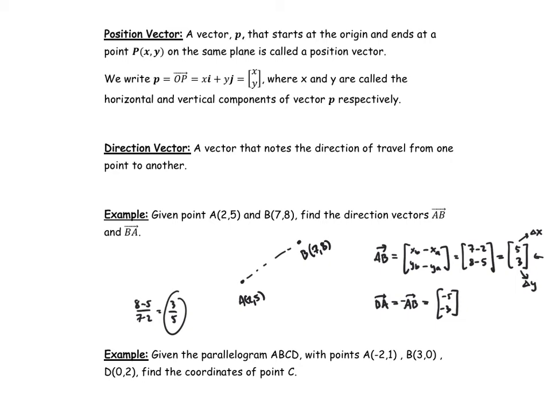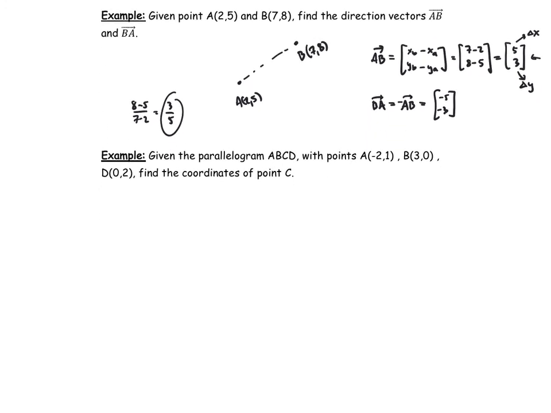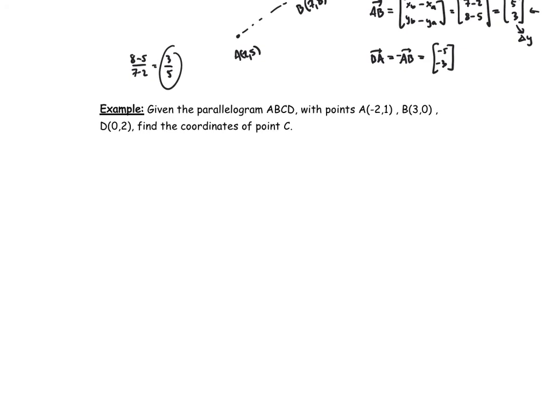Okay, let's go ahead and look at another example here. Given a parallelogram ABCD with points A, B, and D given, find the coordinates of C. This is a classic example of when you'll use this idea of a direction vector. So let's place some points out here. Let's go A right here, which is -2, 1. Let's go B right here, which is 3, 0. Let's go C out here, which we don't know the coordinates to, but we'll find them. And we'll go D up here, which is the point 0, 2.